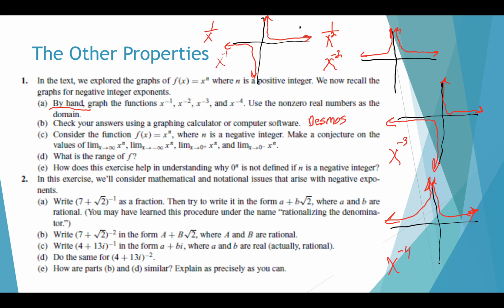Consider the function f of x equals x to the n, where n is a negative integer. Make a conjecture on the values of the limit as x approaches infinity of x to the n, the limit as x approaches negative infinity of x to the n, the limit as x approaches 0 from the positive side of x to the n, and the limit as x approaches 0 from the negative side of x to the n. All right, so we'll do that on another page.